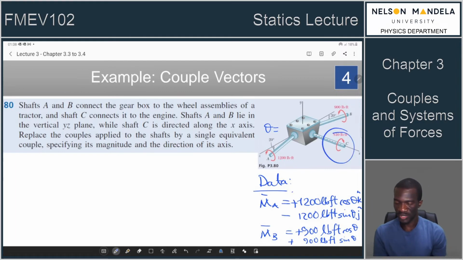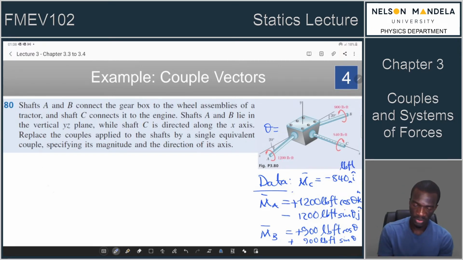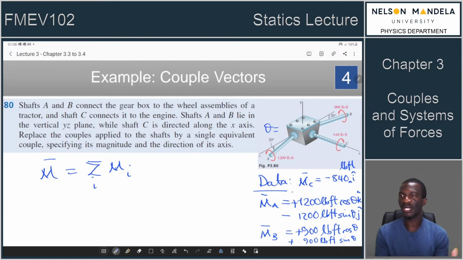This one is straightforward. You can already see that it is a clockwise orientation about the x-axis, so which means your M at C is basically equal to minus 840 foot-pounds in the i direction. So you've got the different moments there. All you need to do is to just find your resultant, which is basically a sum of each of those moments. So that is how you would find the direction of the resultant couple, the single resultant couple.